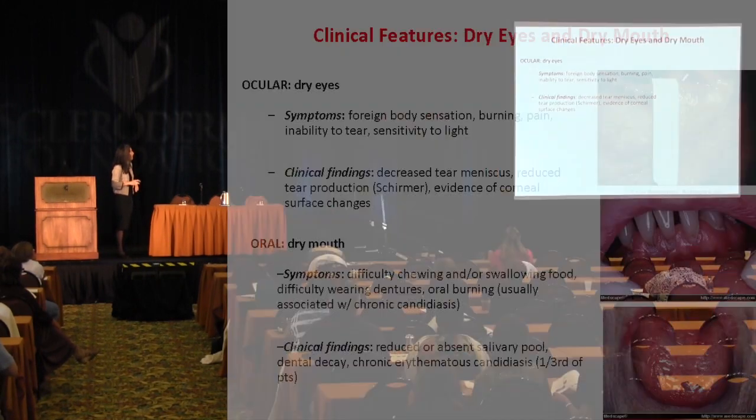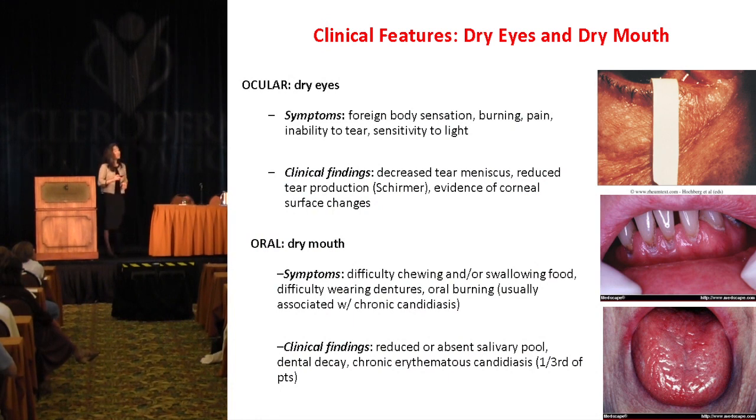So the clinical features of dry eyes and dry mouth, basically, in terms of the symptoms that patients complain about with dry eyes, often they'll say it feels like there's a foreign body in my eye, they can have burning, pain, difficulty with making tears, sensitivity to light. A lot of my patients will say, wow, I used to wear contacts and I can't wear contacts anymore. And clinically, what do we look for? We look at the eyes, we look for a decreased tear meniscus when we shine a light on their eye. There's a test called the Schirmer test, where they measure how much tear production you have by putting a little strip of paper, it's pretty low tech, in your eye, and then measuring how much you can make in a certain period of time.